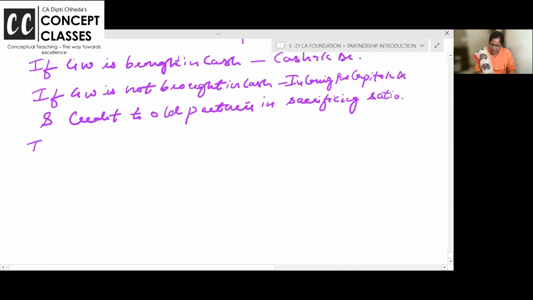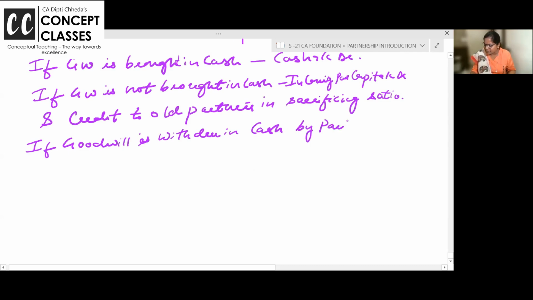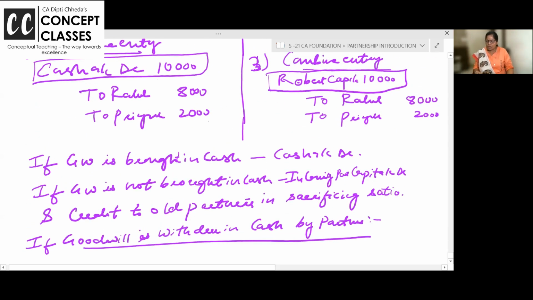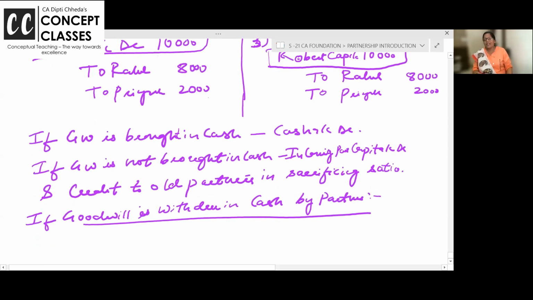Now, next concept is if goodwill is withdrawn in cash by partners. Partners are saying old partners. Who are old partners? Rahul and Priyanka. Arey, we got 8,000, 2,000 goodwill. We want to take home.